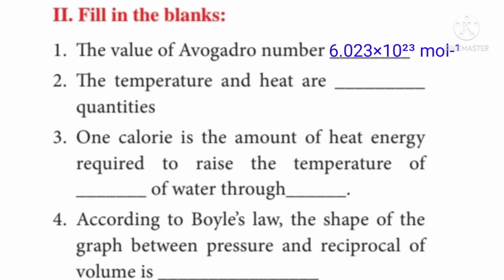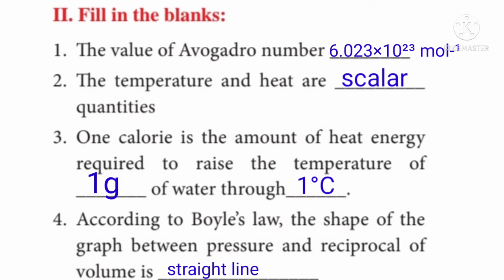Question number 2. The temperature and heat are dash quantities. Answer scalar. Third question. 1 calorie is the amount of heat energy required to rise the temperature of dash of water through dash. Answer 1 gram of water through 1 degree Celsius. Question number 4. According to Boyle's law, the shape of the graph between pressure and reciprocal of volume is dash. Answer straight line.